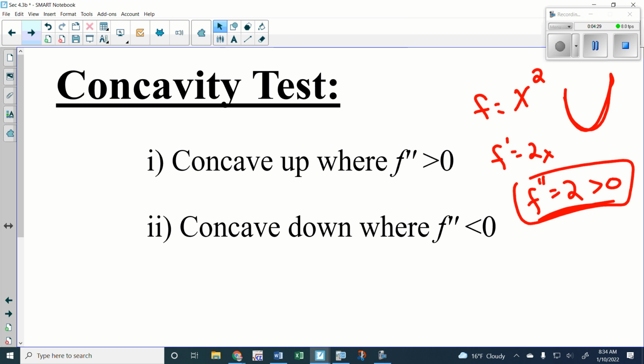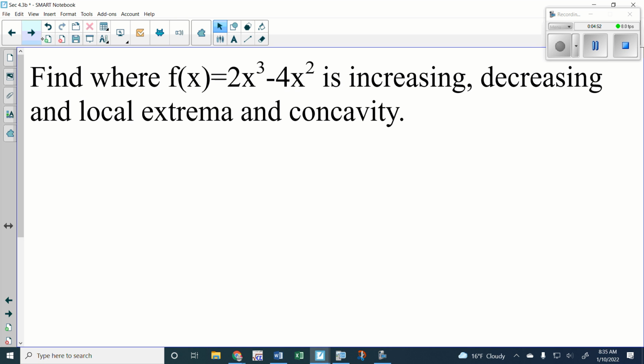Notice, this is determining concavity. This is using the second derivative. This is not the second derivative test. That's confusing. The first and second derivative tests only tell you maxes and mins. As we do more examples, maybe this will become clear. Okay, so here we go.